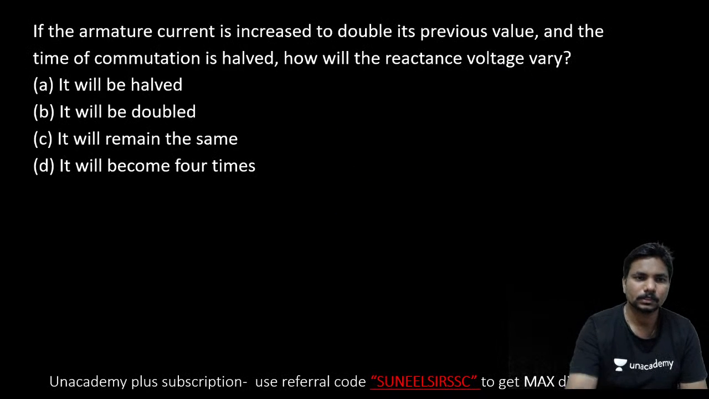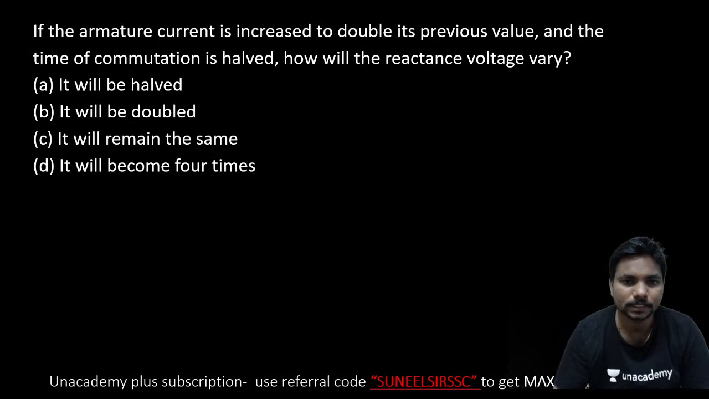Coming to the next one. If the armature current is increased to double its previous value and the time of commutation is halved, how will the reactance voltage vary? How will the reactance voltage vary? Come on, very easy one.